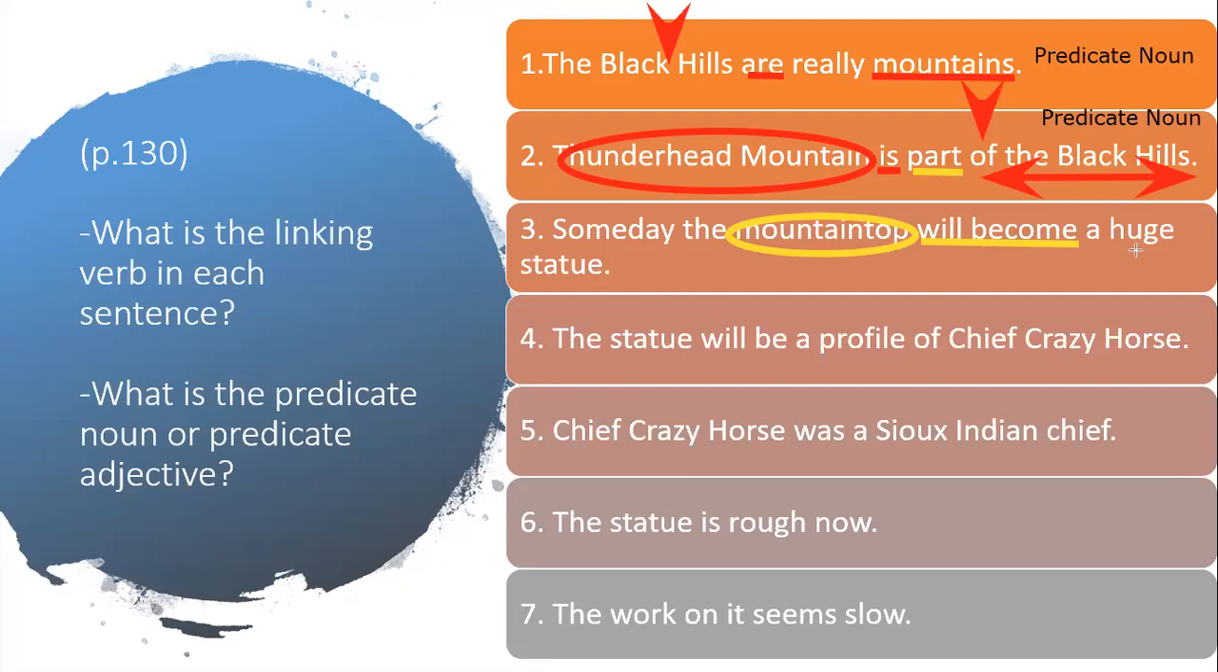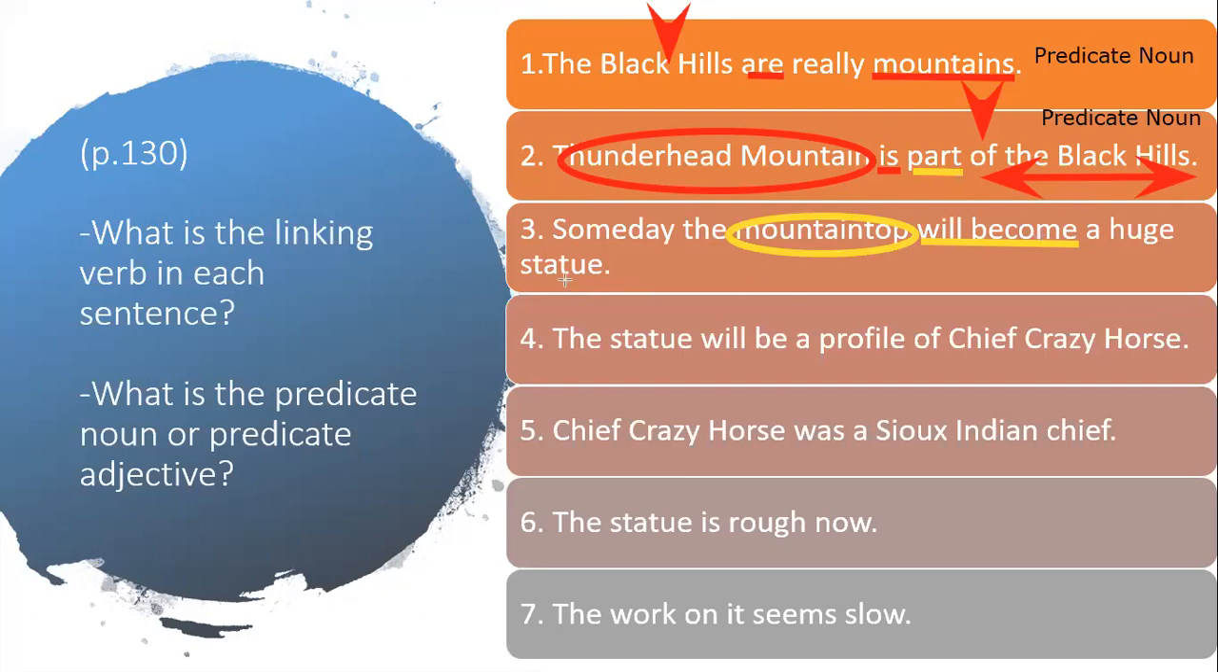Let's look at the adjective first. Huge. Is huge talking about mountaintop? Is it saying that the mountaintop will become huge? No. In this case, the adjective huge is actually describing statue. So huge is not linked to the subject. So is this the word that is linked? It's not. Let's go to statue. Mountaintop will become what? Mountaintop will become a statue.